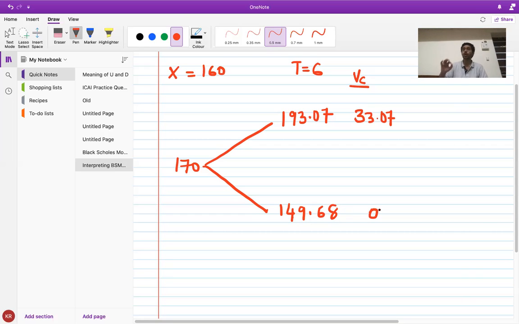So the payoff of the call option at t equal to 6 can be either 33.07 or it can be 0. Now we have to try and create a portfolio using borrowing and shares in such a way that they have the same payoff, meaning if the share price is 193, that portfolio should have a payoff of 33. If the price of one share is 149.68 on maturity, that portfolio must have a payoff of 0. So we are going to build a portfolio such that it has the same payoff as that of a call option.